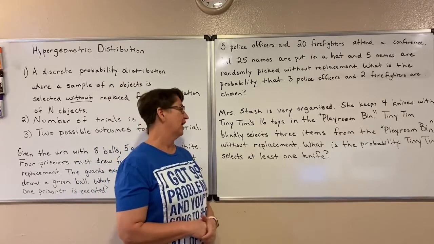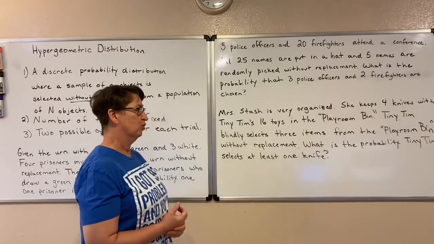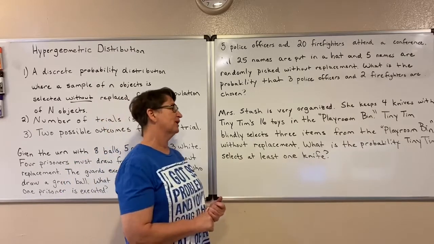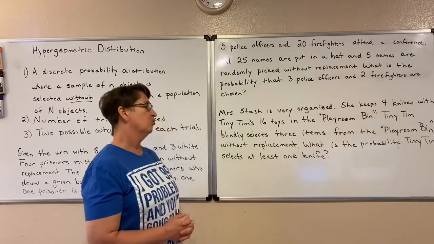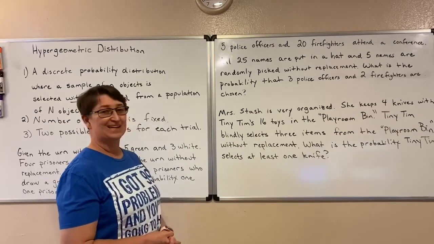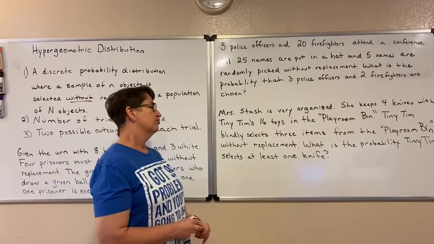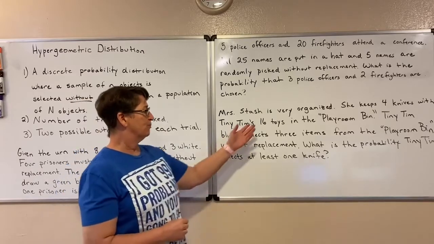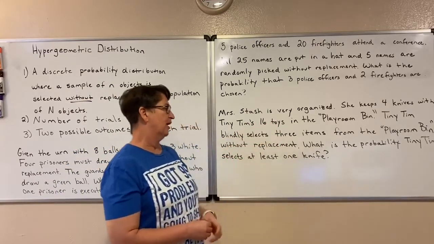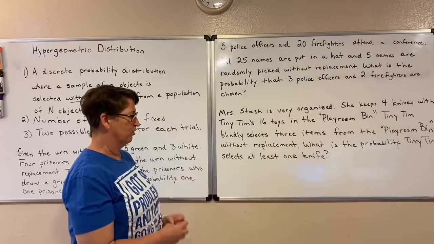Our last example, Miss Stash is very organized. She keeps 4 knives with Tiny Tim's 16 toys in the playroom bin. Tiny Tim blindly selects 3 items from the playroom bin without replacement. What's the probability Tiny Tim selects at least 1 knife? So here again, we have a population of items in the playroom bin, and we're going to select a sample from there.